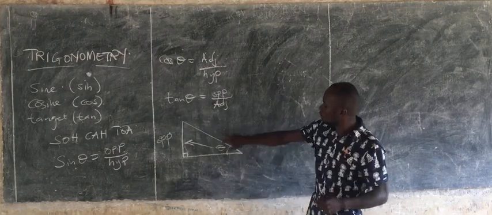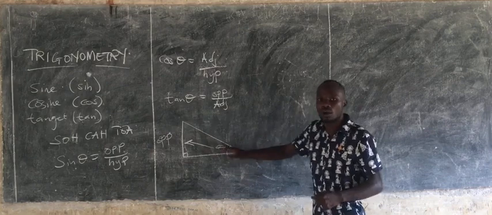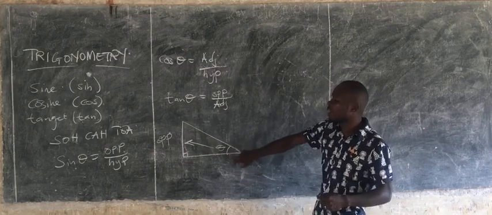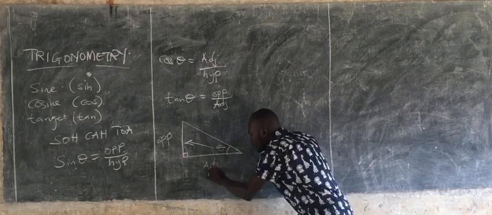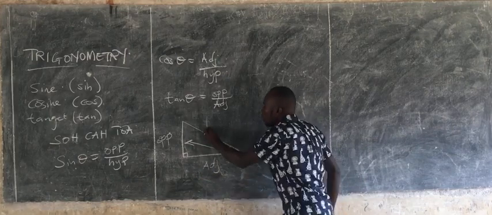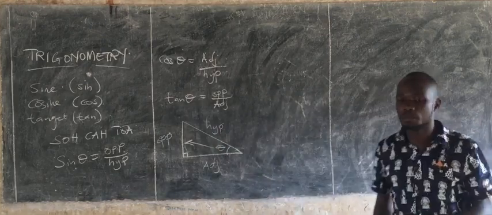Now, I come to these two remaining sides that meet to form our angle. And when we look at these two lines, the shorter line, we shall call it the adjacent. And the longer one will be called the hypotenuse.